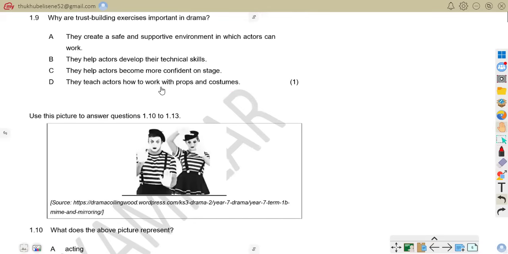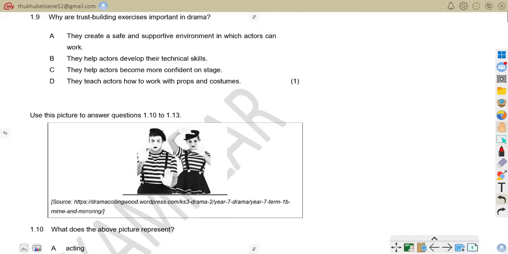Now we are on 1.9. Why are trust building exercises important in drama? The correct answer is A as well for the given options: they create a safe and supportive environment in which actors can work. Because if you can still remember, we have said this exercise brings trust among the actors. So actors are going to trust each other, and for that matter that creates a safe atmosphere, a supportive environment. So let us move on.